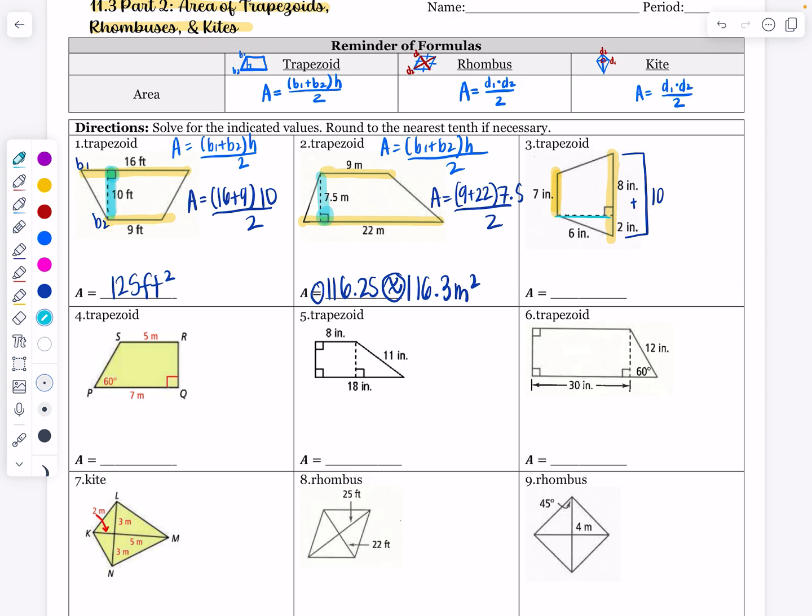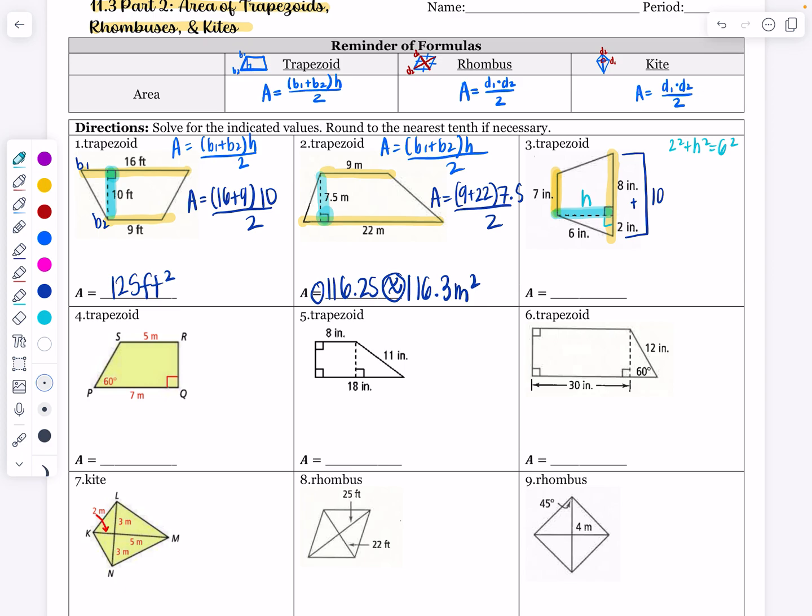My height between those two is going to be the vertical distance between those two bases, even though it's turned sideways, is going to be this piece. And so I'm going to have to find that height because I don't currently have it. So in order to find that height, I'm going to use some Pythagorean theorem. I know that since this is a right triangle, I can do 2 squared plus h squared, and that should be equal to 6 squared. So h squared is going to be equal to 6 squared minus 2 squared.